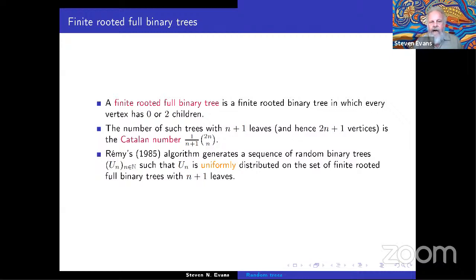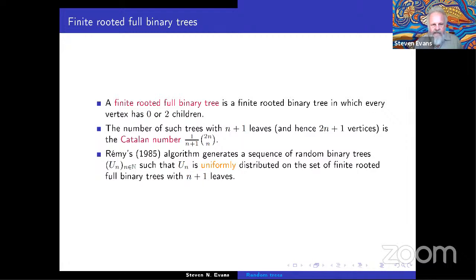And now we're going to look at particular types of binary trees, which are finite rooted, and we'll call them full binary trees, which are finite rooted binary trees in which every vertex has zero or two children. And the number of such trees with n plus one leaves, because of our assumption that everybody has zero or two children, that means that we have to have 2n plus one vertices, is the famous Catalan number, of which an expression is given there.